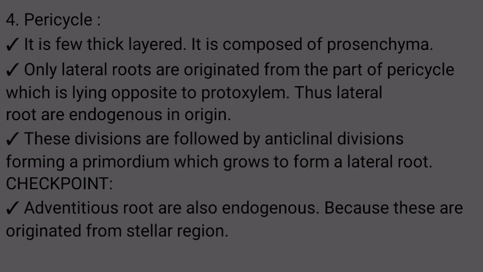Fourth one, pericycle. It is few layers thick. It is composed of prosenchyma. Only lateral roots originate from the part of pericycle which is lying opposite to protoxylem. Thus, lateral roots are endogenous in origin. These divisions are followed by anticlinal divisions forming a primordium which grows to form a lateral root. Checkpoint: adventitious roots are also endogenous in origin because they originate from the stelar region. The pericycle of monocotyledonous roots only helps in the formation of lateral roots.